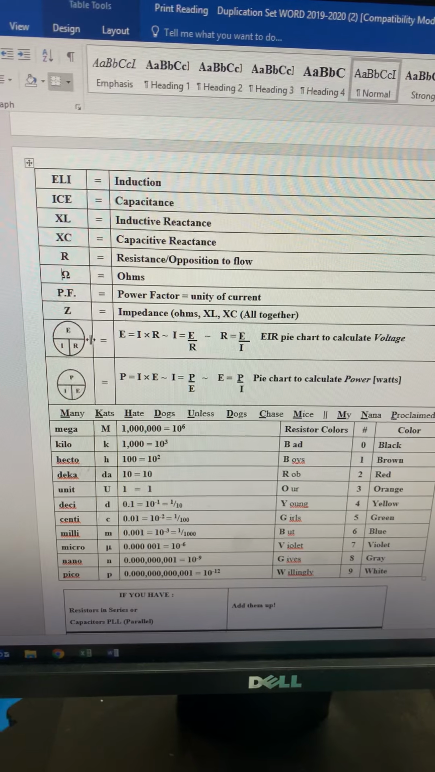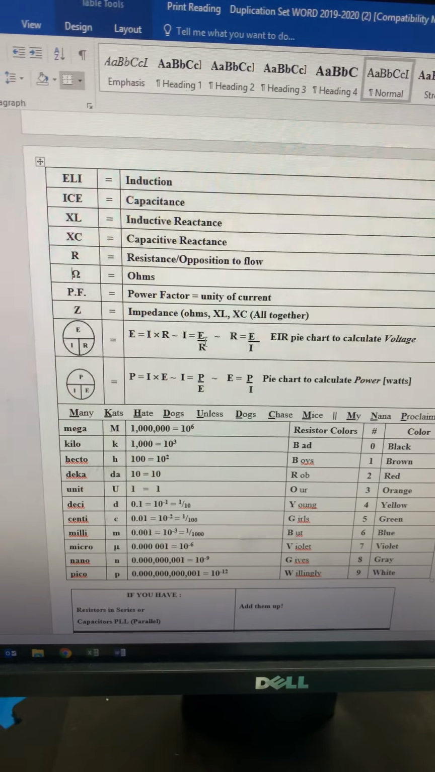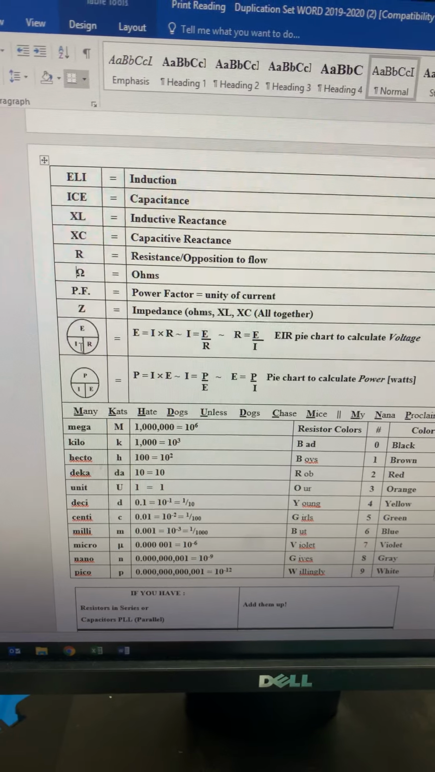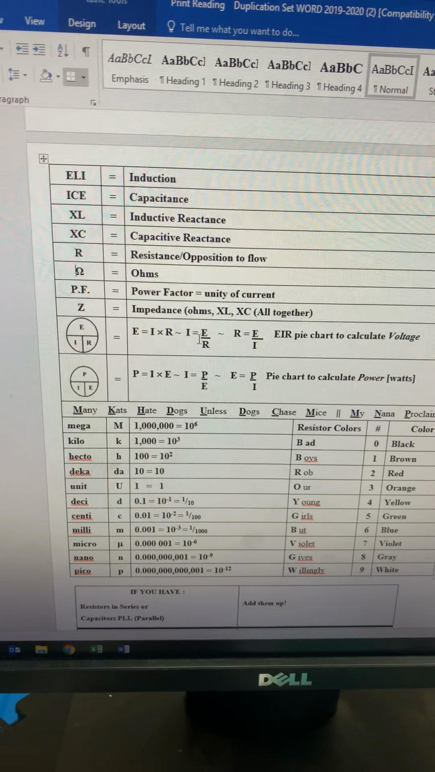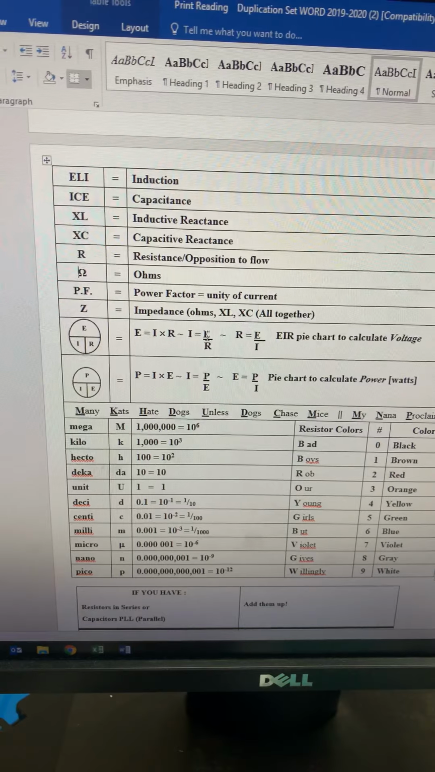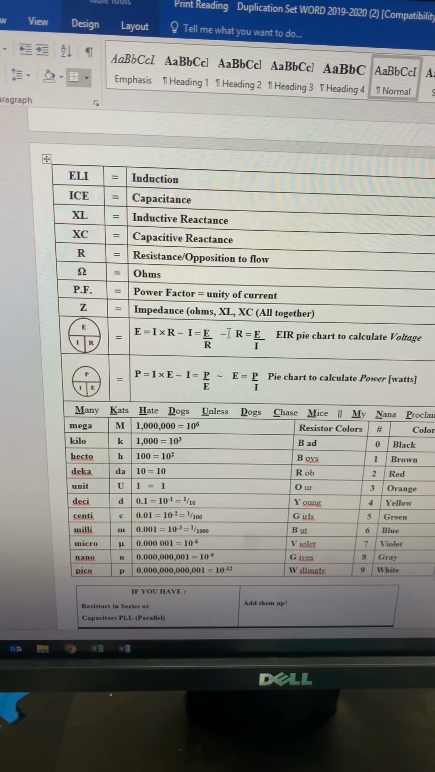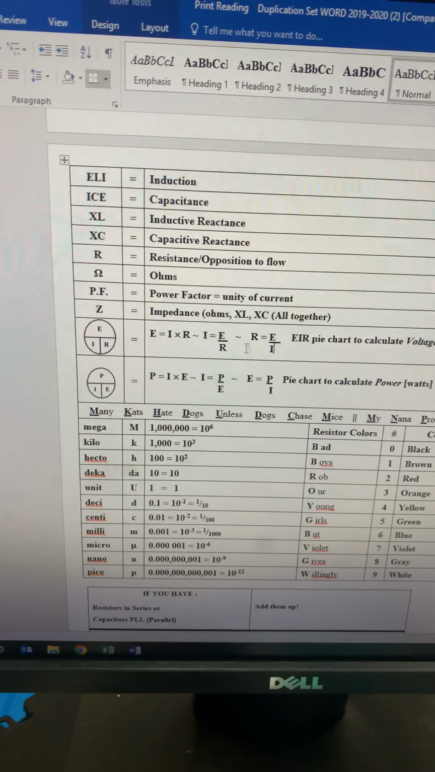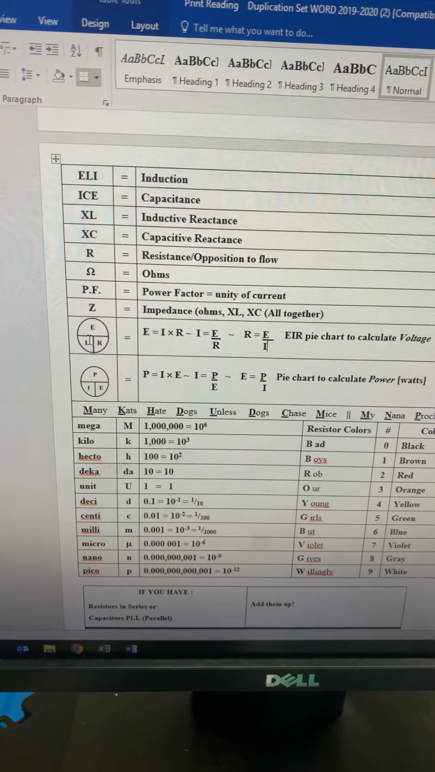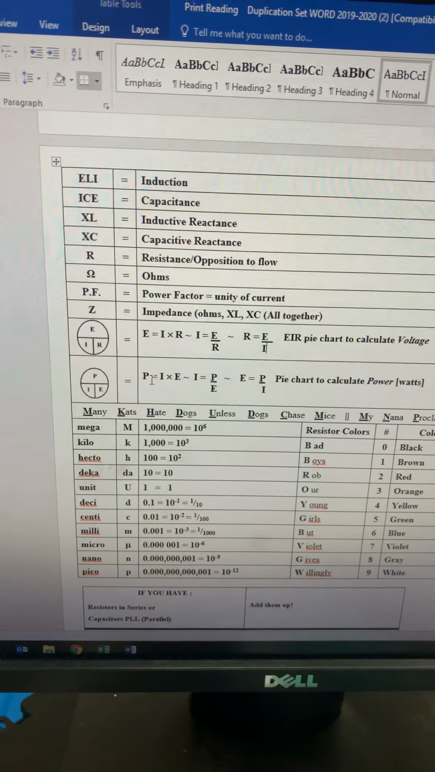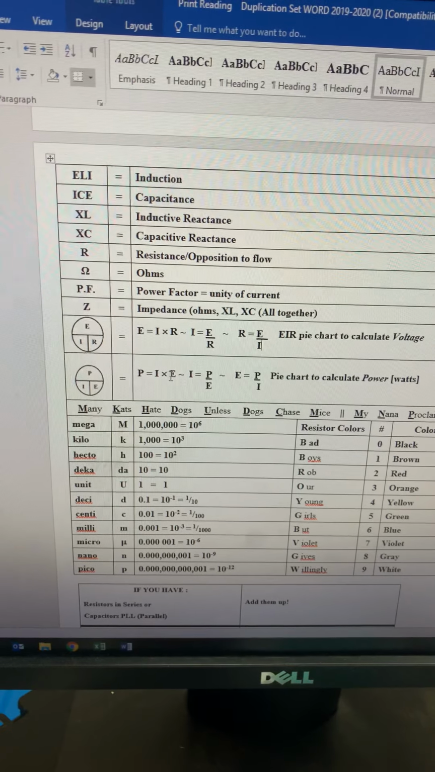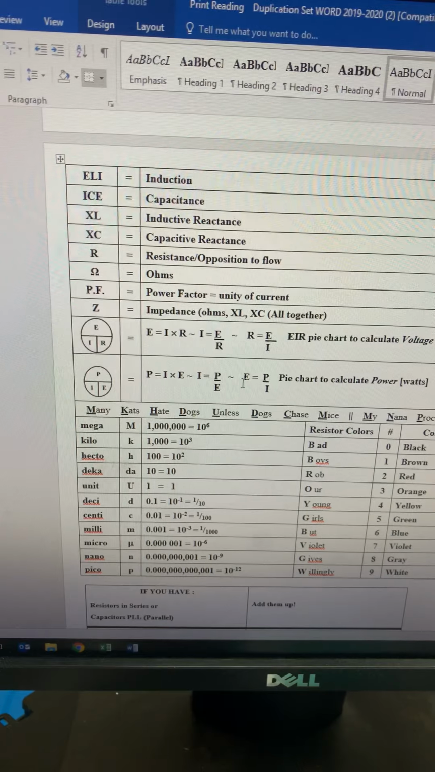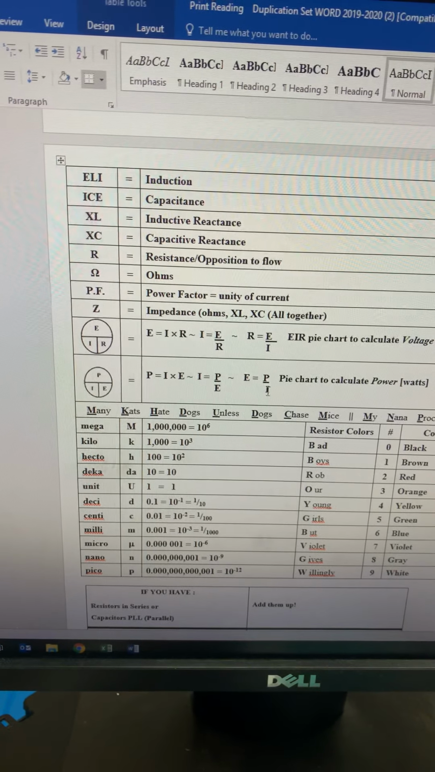And here's the pie charts and the ear chart. E equals I times R. You can flip that. I equals E divided by R. R can also be R is E divided by I. That's what all this stands for. On the pie, it's P equals I times E. I equals P divided by E. And E equals P divided by I.